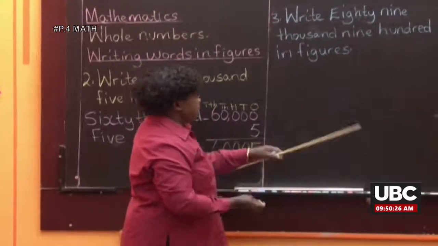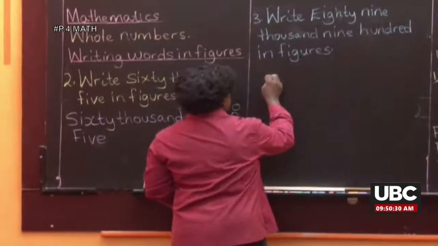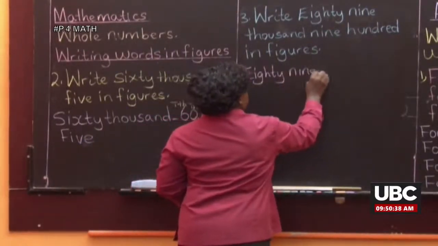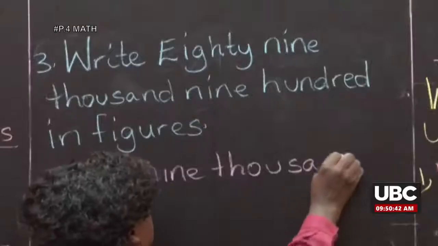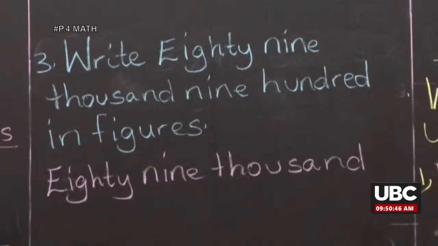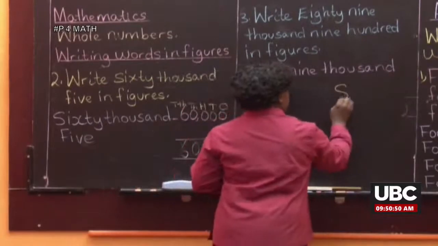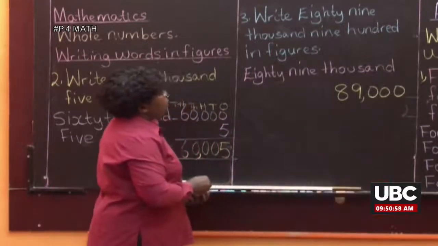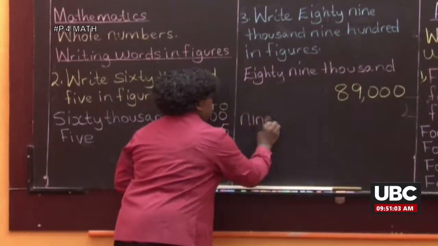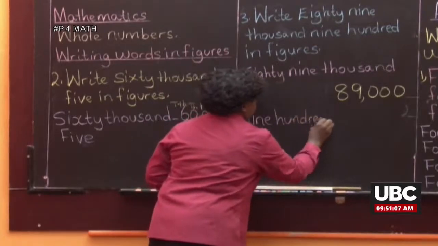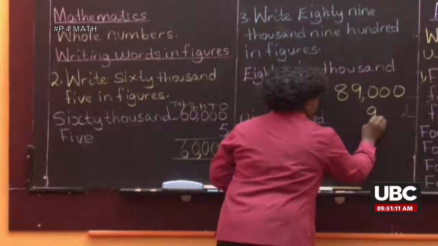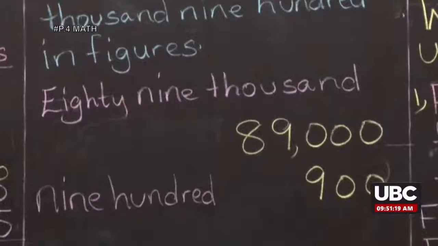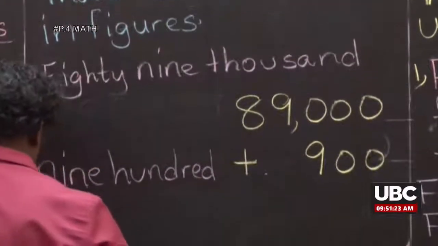And in our last activity, write 89,900 in figures. How do we write 89,000? And how would we write 900? That is 900. Remember, we are writing 89,900 in figures. Let's add up this and get our answer.